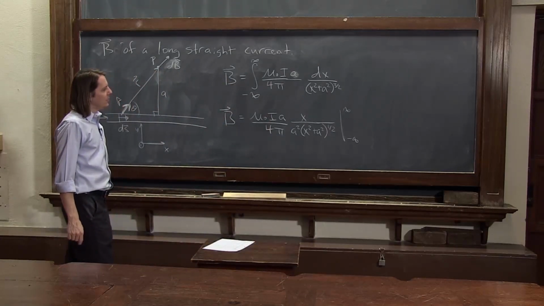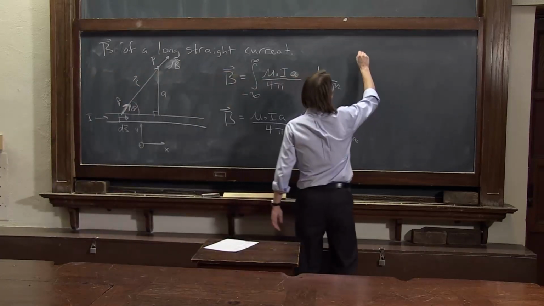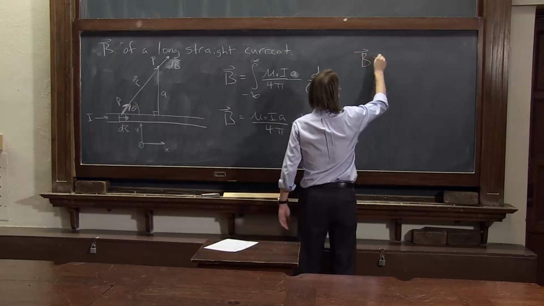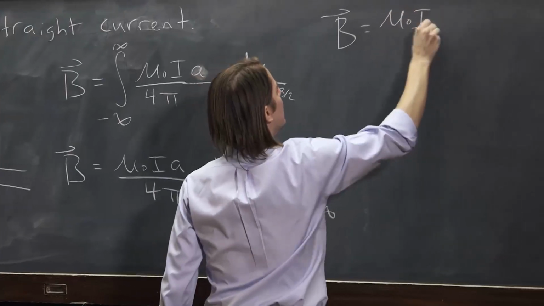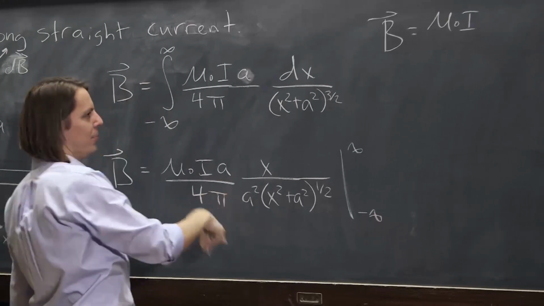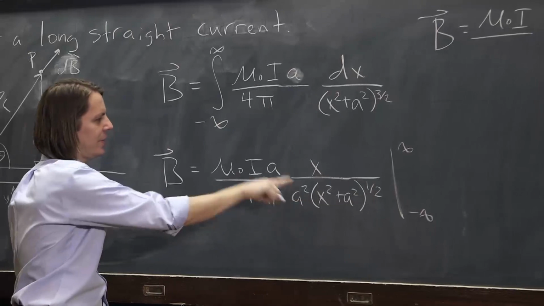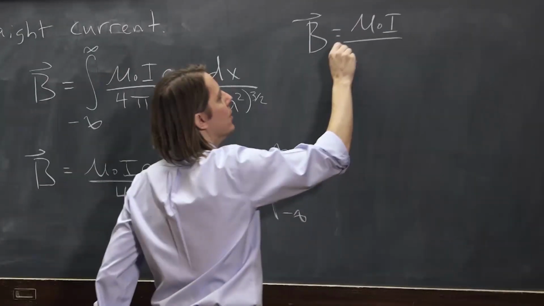So now we have to plug in our limits to get B. Let's see. So B, mu naught I, and we can see one of those a's goes away. Basically, this a is now in the bottom over 4 pi a. Yeah, 4 pi, this a stays, and that one gets canceled with that one.